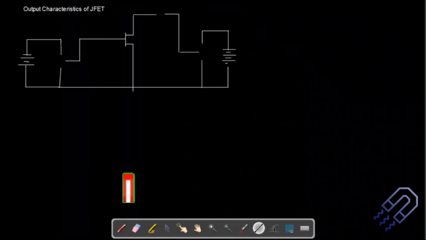So maybe I can just put one more here. So this is the battery that we have. And then probably we should actually draw the resistor. So maybe I can draw it here.